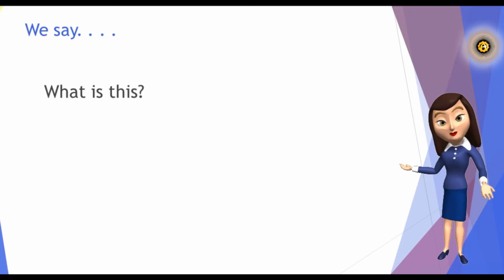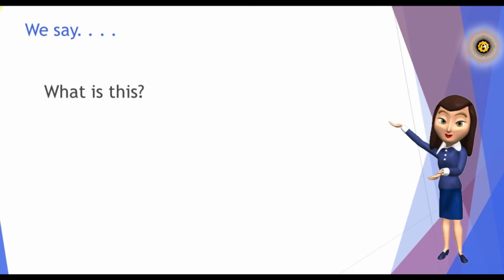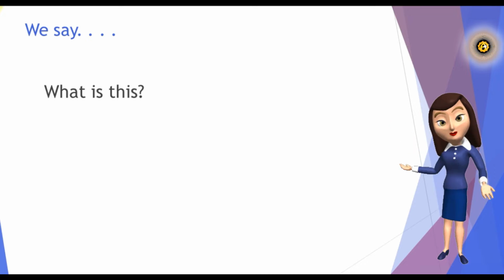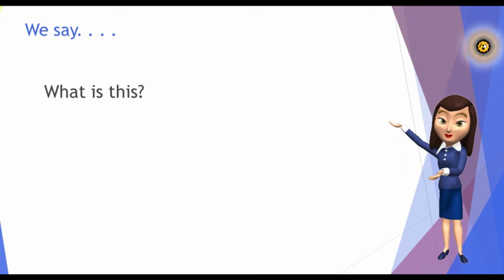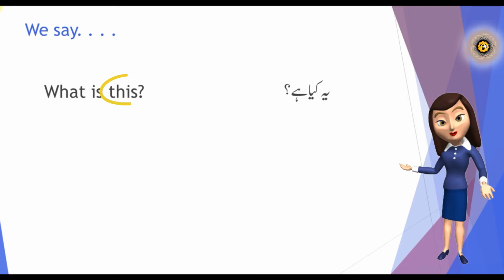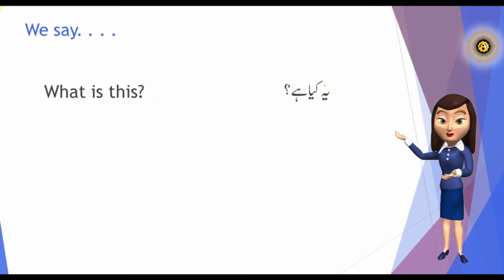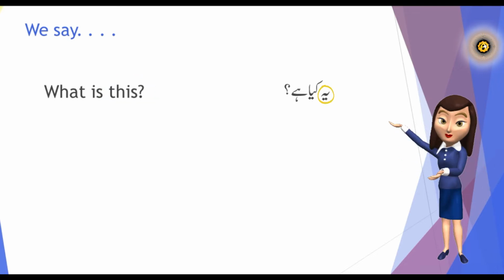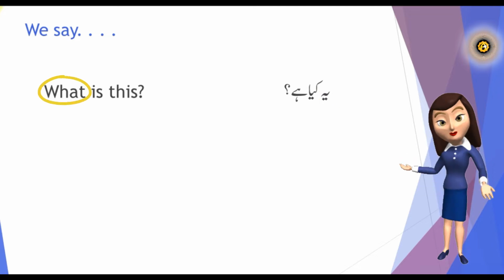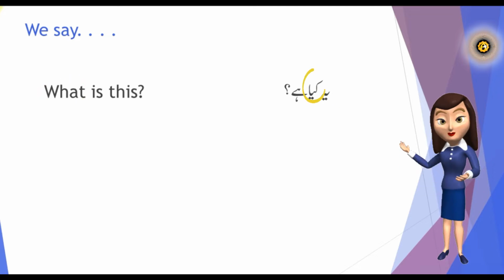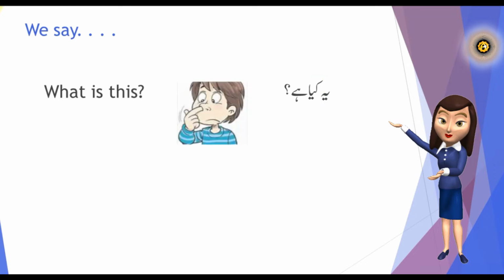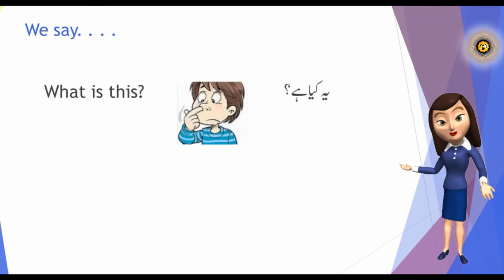Now we say, what is this? When we ask a question about something, in English we say, what is this? And in Urdu it is, ye kya hai? Remember, this in Urdu is ye, and what in Urdu is kya. Alright? So, what is this? Ye kya hai?